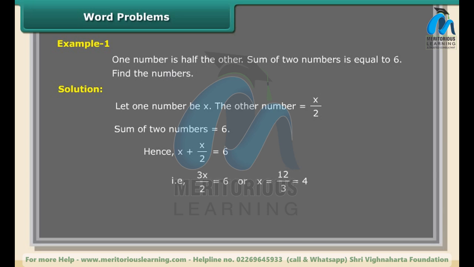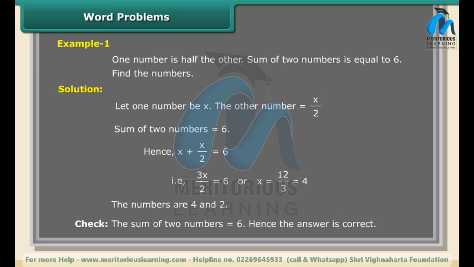That is, 3x upon 2 is equal to 6, or x is equal to 12 upon 3, which is equal to 4. The numbers are 4 and 2. Check. The sum of the two numbers is equal to 6. Hence, the answer is correct.